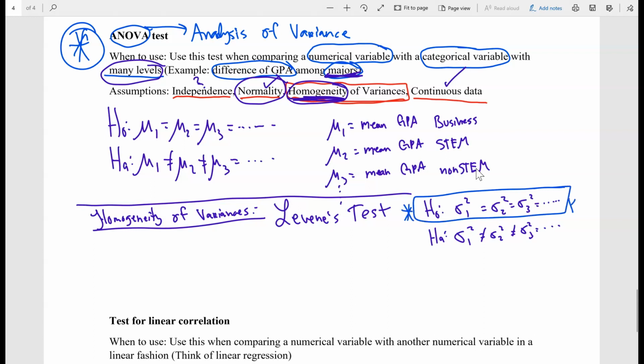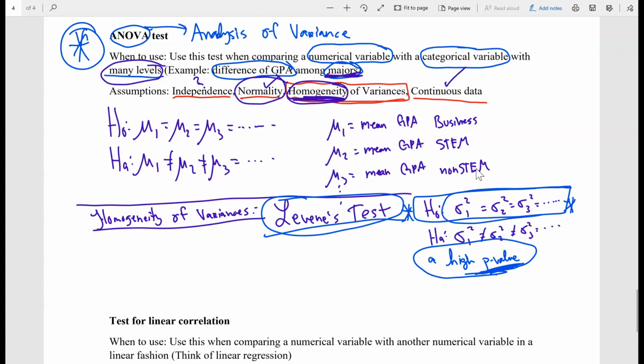So with the Levene's test, you want a high p-value. You want the p-value to be as high as possible. This is the only time that we really want the p-value to be high, with just the Levene's test, not the ANOVA test. If it's a high p-value, that means all the variances are basically the same. If it's a low p-value, that means they're not the same, and that homogeneity of variances was violated.